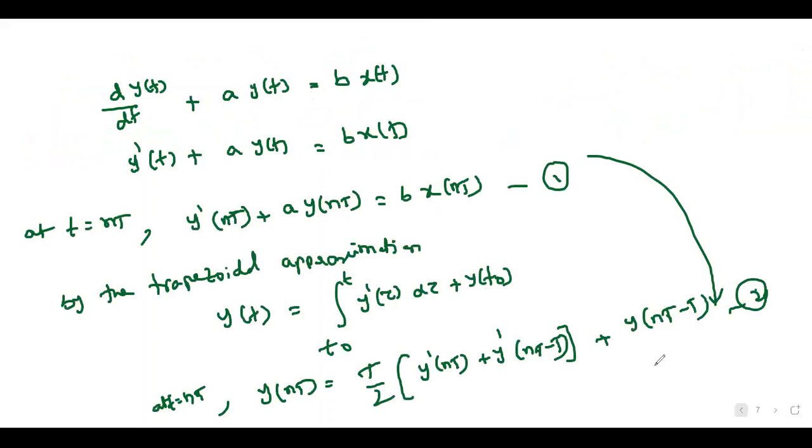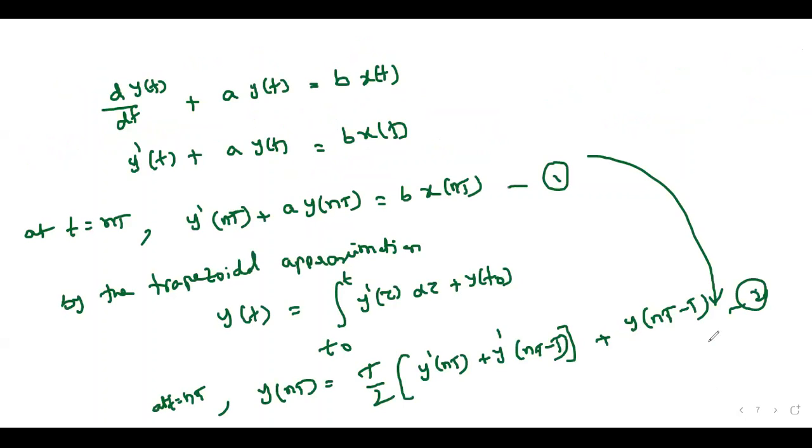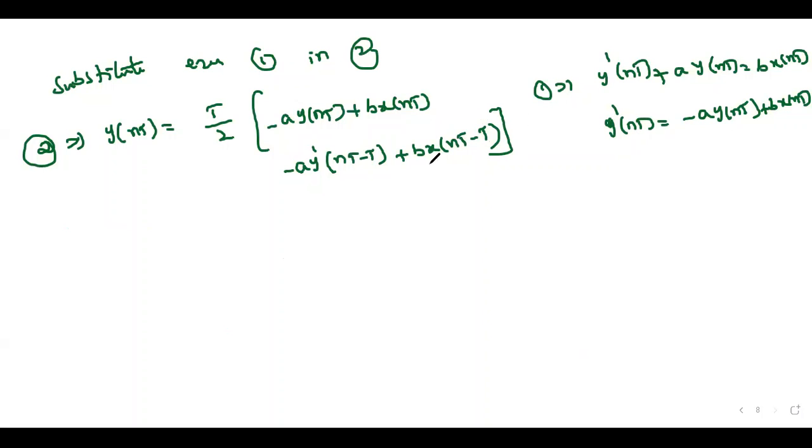Next, y dash of nT minus T. Same thing, but inside it you should write nT minus T: minus a into y of nT minus T plus b into x of nT minus T. Bracket close, then plus y of nT minus T. Done.